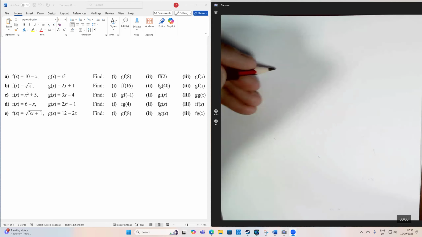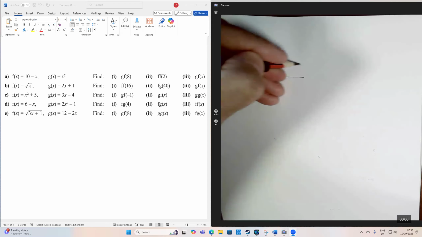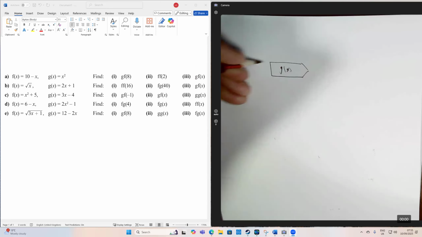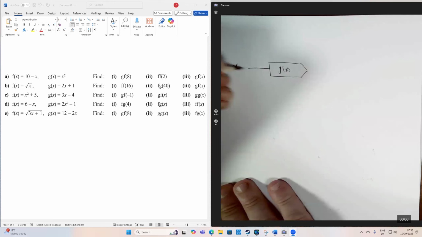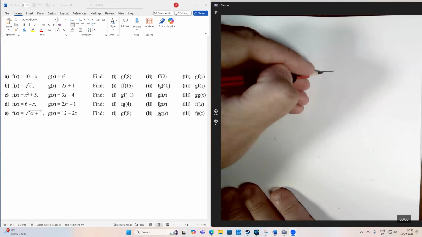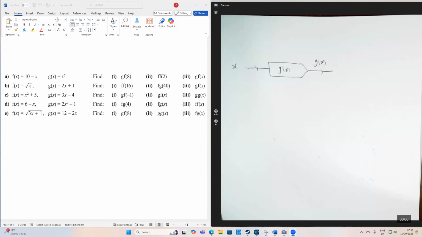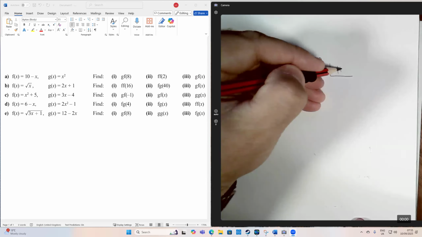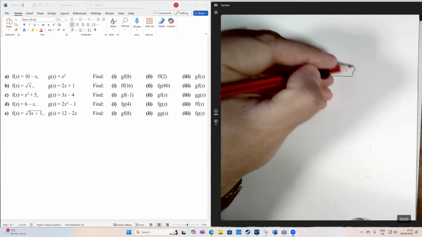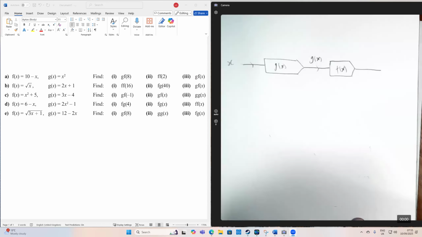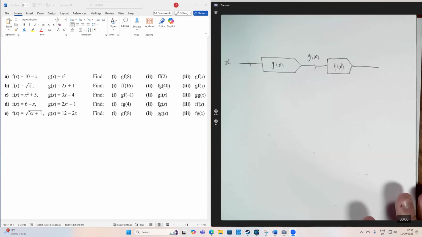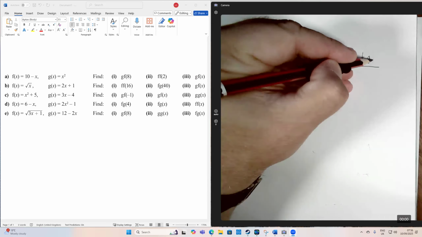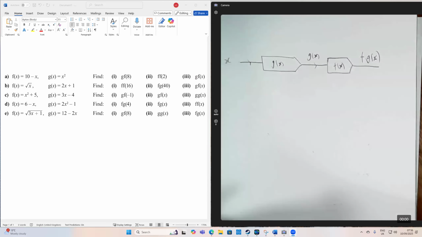So, for example, if we were to use the illustration of function machines, going back to Key Stage 2, if we have one function g of x, and let's say the input x goes into it, then what comes out is going to be that function of x. And then let's imagine that g of x goes into another function called f of x. Then the output that comes out if g of x goes into f of x is f of g of x. Okay, so that's how we would write it.